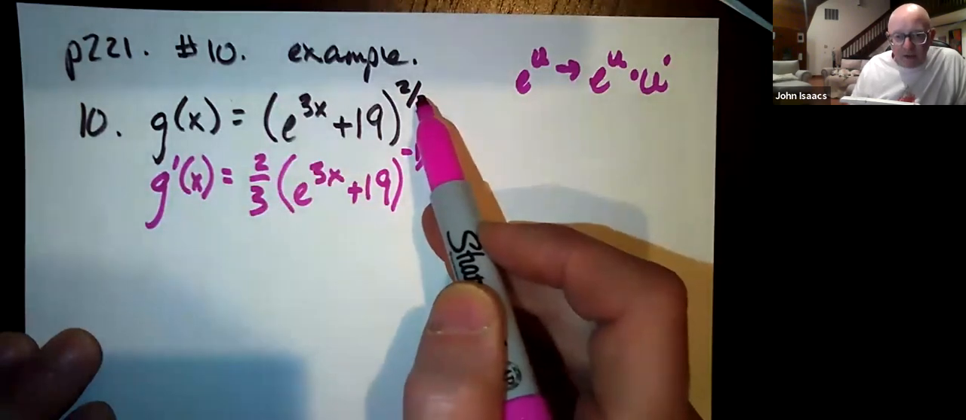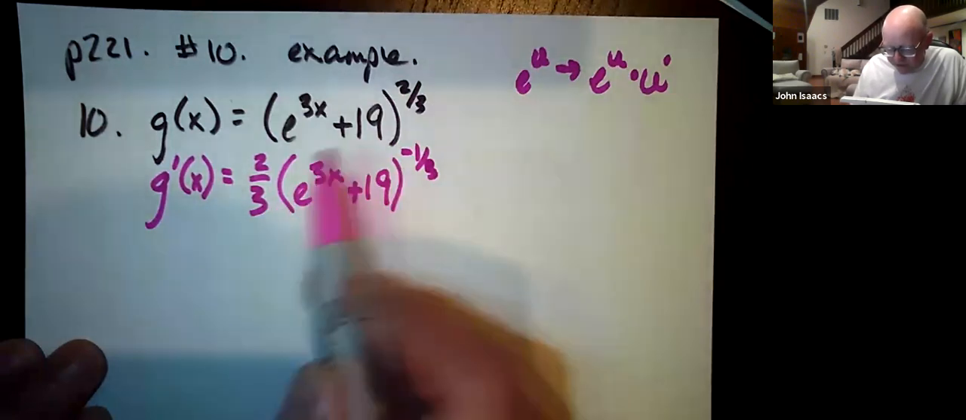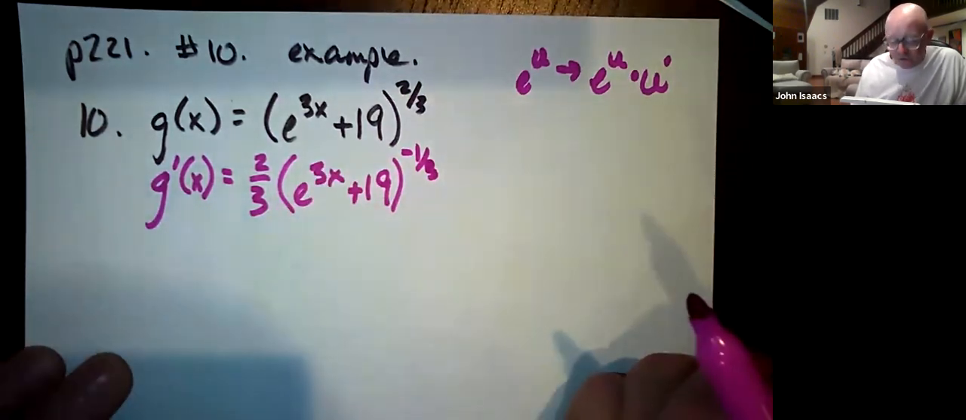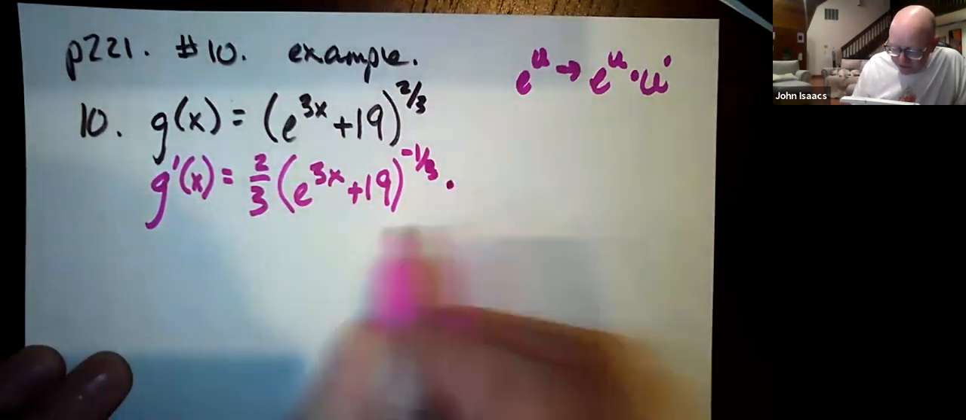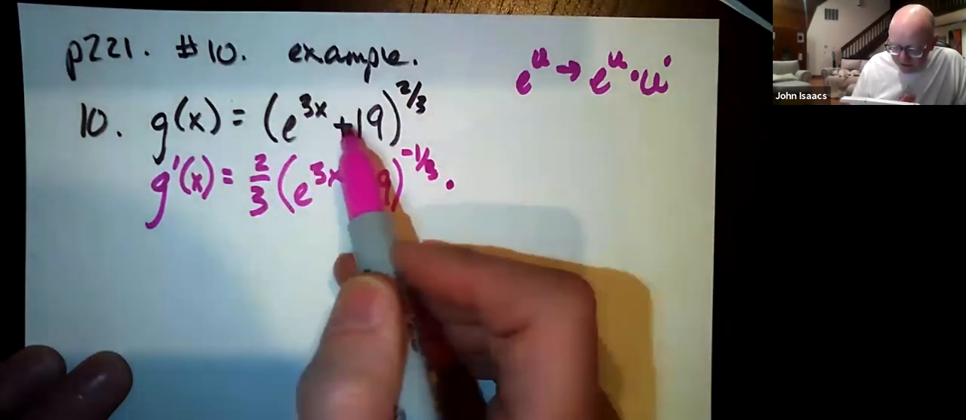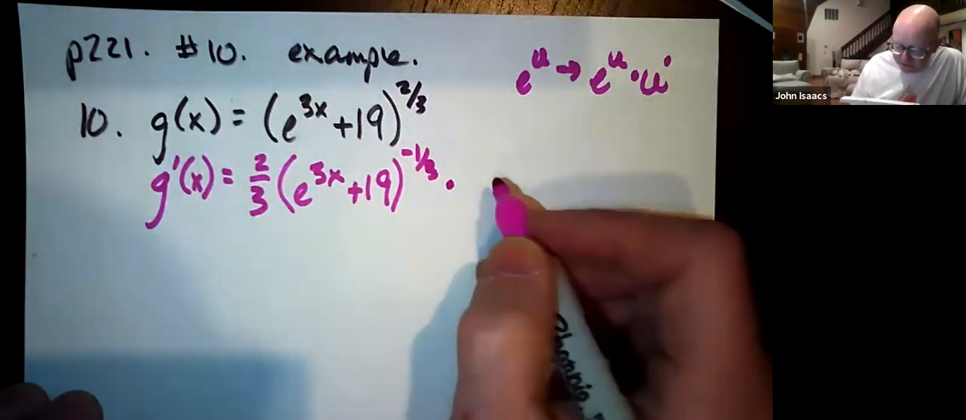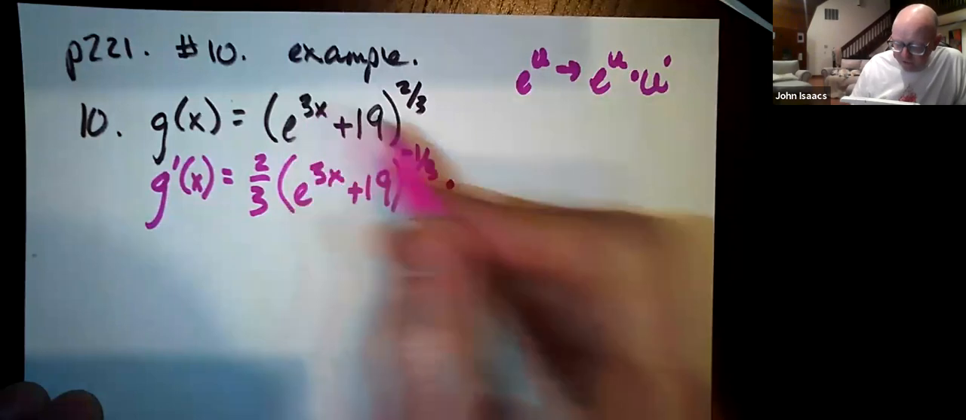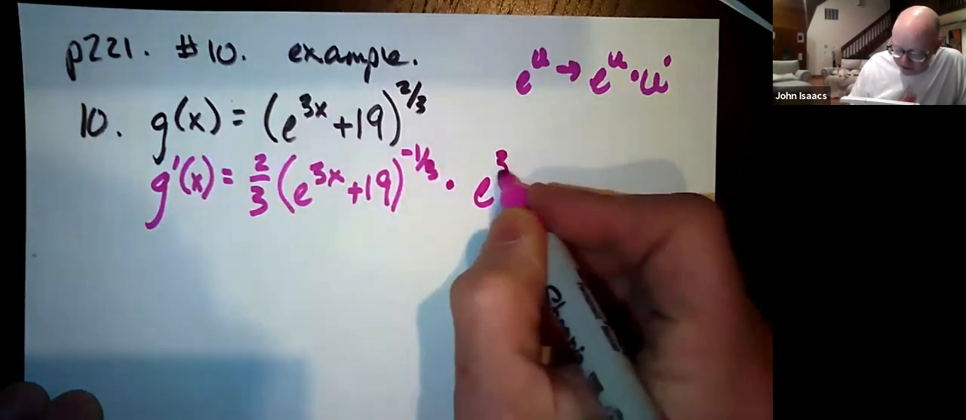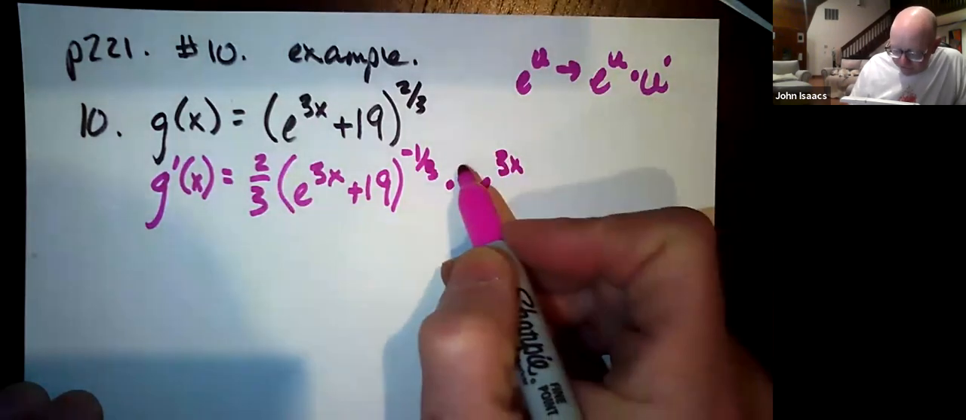So now I've done the power rule on the outside of this function. I've taken the power, put it out in front. I've reduced the power by 1. I've left the inside alone, but I have to follow the chain rule. So I need to multiply this by the derivative of the inside, the derivative of e to the 3x plus 19. So I'm going to multiply this times the derivative of e to the 3x, which is e to the 3x times 3, which I'm going to write in front.